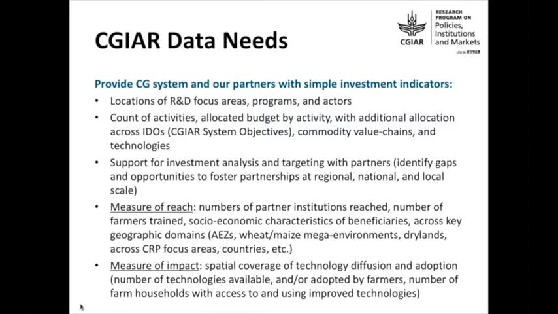So we want to be able to track activities, and then on the impact side, what's the diffusion and adoption of different technologies. And another kind of data needs, in addition to what the other speakers have mentioned, is well, because we are research institutions, we usually want a pretty high level of detail of what the activity is about. So not only the value chain and the commodity, but also the type of research and improved technologies.